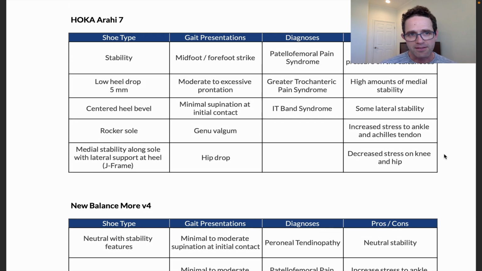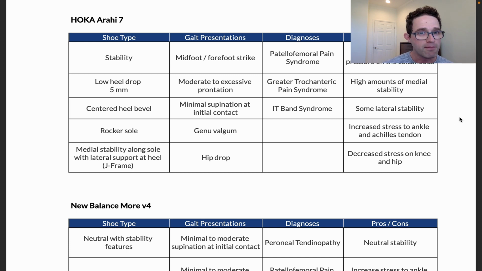The Hoka Arahi. Okay, so these shoes are, again, very, very popular. They are high stability. They're going to have a low heel drop of 5 millimeters, although it's inching towards moderate heel drop, a centered heel bevel, a rocker sole, and then we're also going to see medial stability along the sole with a very unique feature called the J-frame. The J-frame is, if you think of a J, it's going to be medial support along the entire sole, the medial aspect of the shoe, and then it's going to be a little bit of lateral support on the very lateral aspect of the heel.